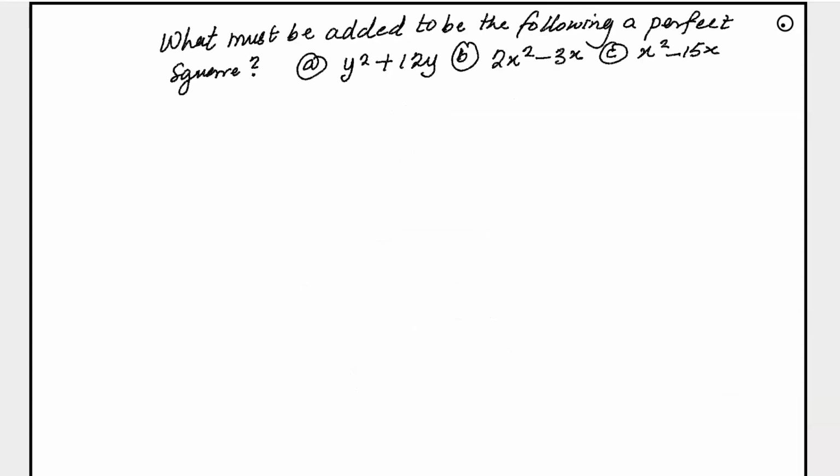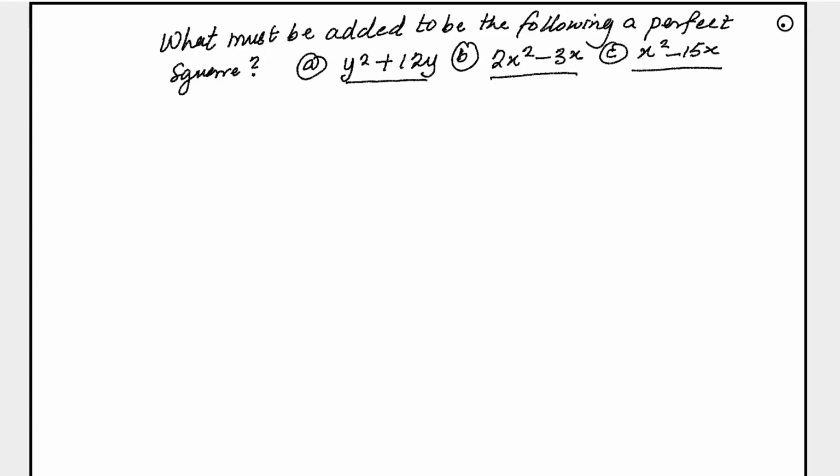Now here, there are cases where you might be given a question like, what must be added to the following to make it a perfect square? And these are all quadratic expressions. You can see not equal to 0. This is a quadratic expression, quadratic expression, quadratic expression. So they're asking what must be added to the following to make it a perfect square.